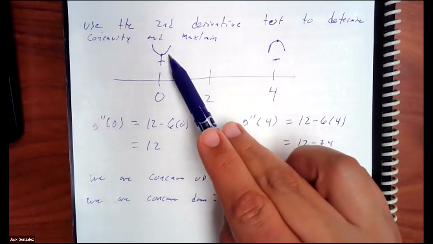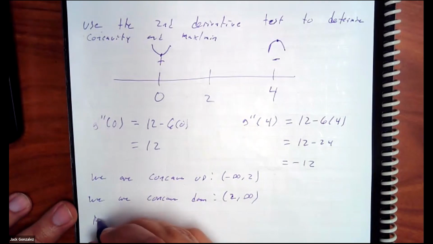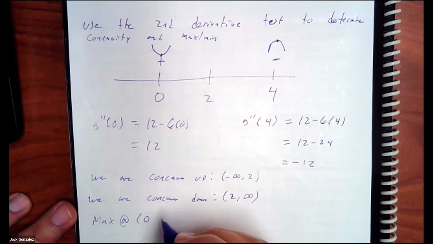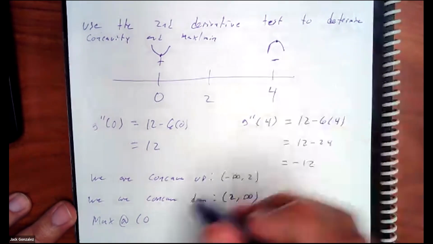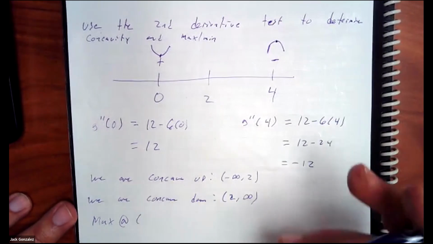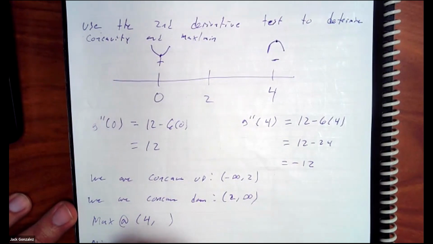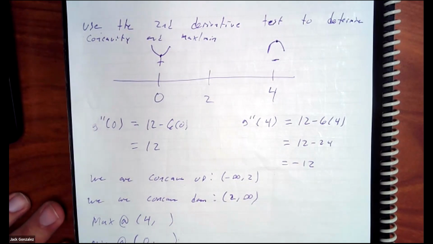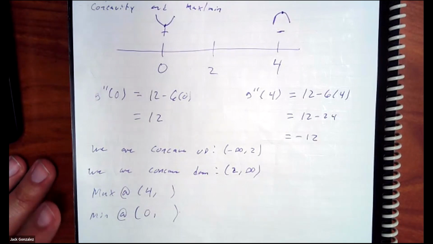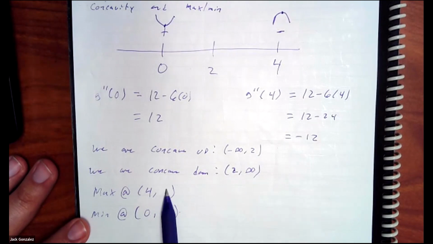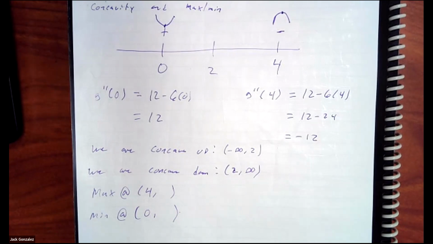But if it's concave up here, that implies that there's a minimum at 0. I'm sorry, over here, 4. Concave down is max. Minimum at 0. I'd have to plug this into the original to get the y value, but that's a general idea.